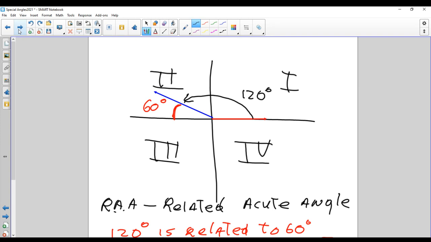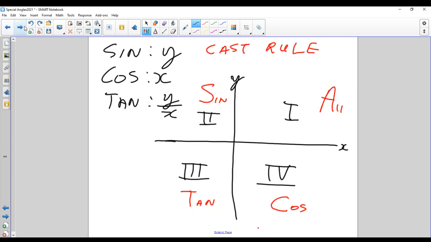Let's go back to the cast rule. Here's my cast rule. C-A-S-T. Cosine, all, sine, tan. Jahim said we're in the third quadrant. Make sense? Is it making sense? No? Okay. I'll go over the cast rule again then. And it's okay for it to not make sense, but I really need you to stop me when it doesn't, okay? All right.